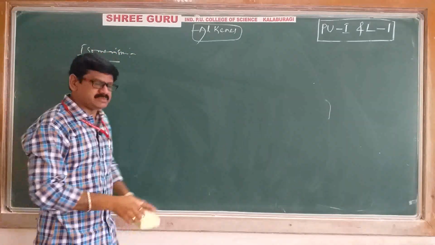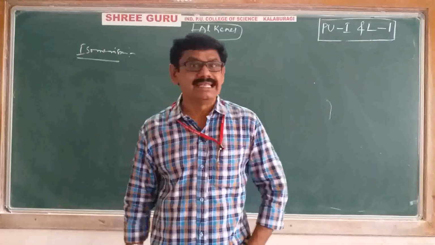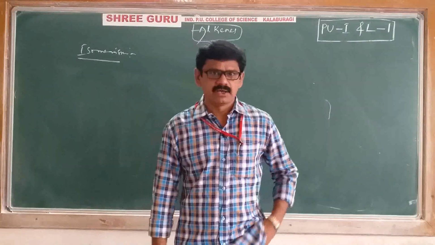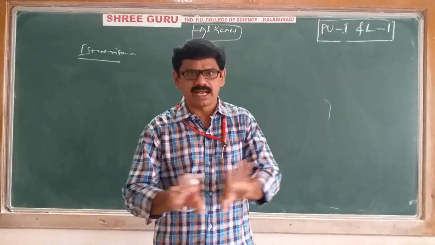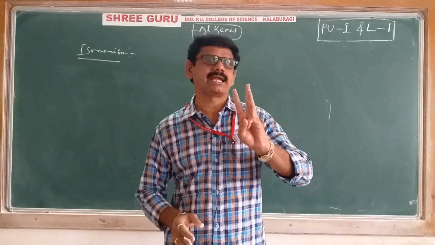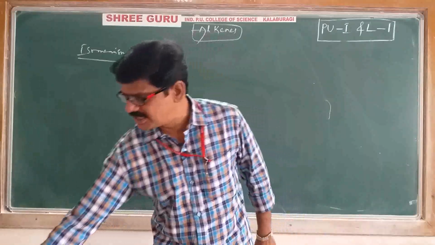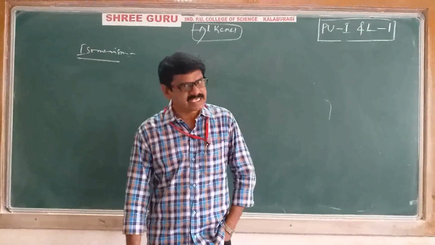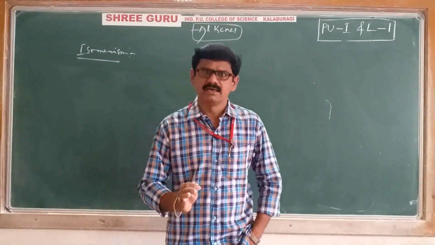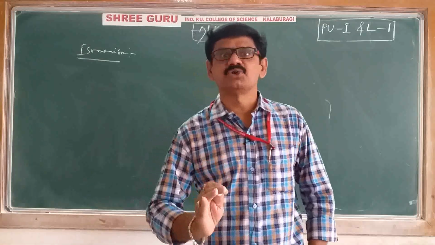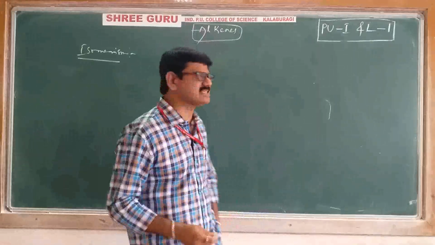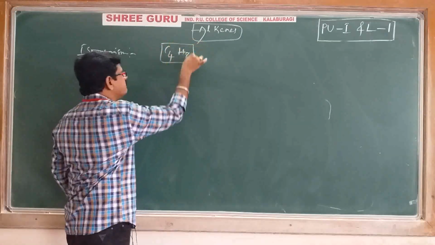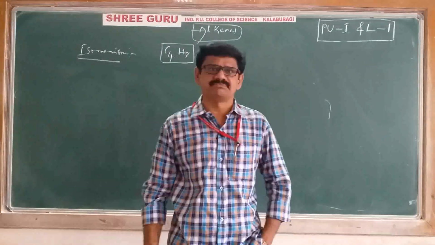To exhibit isomerism, alkenes need a minimum of 4 carbon atoms. The 2 carbon alkene, ethene, will not exhibit isomerism. The 3 carbon alkene, propene, also will not exhibit isomerism. That's why the minimum number of carbon atoms required to exhibit isomerism is 4, meaning from butene onwards isomerism is exhibited. That's why the very first alkene which exhibits isomerism is butene, right?